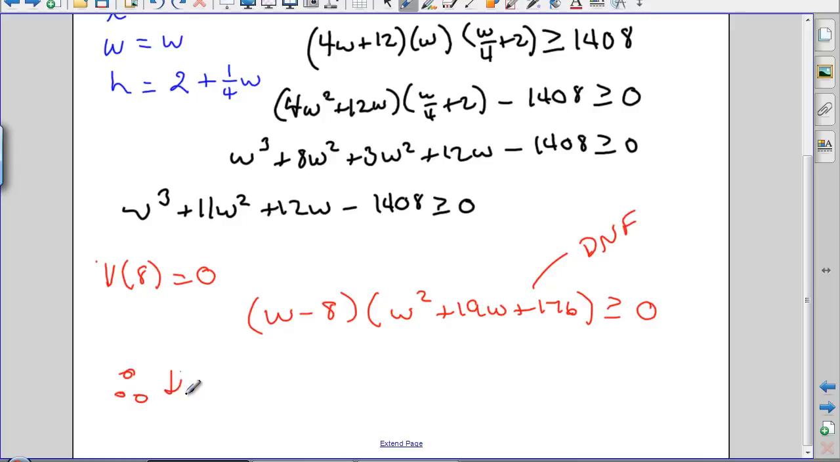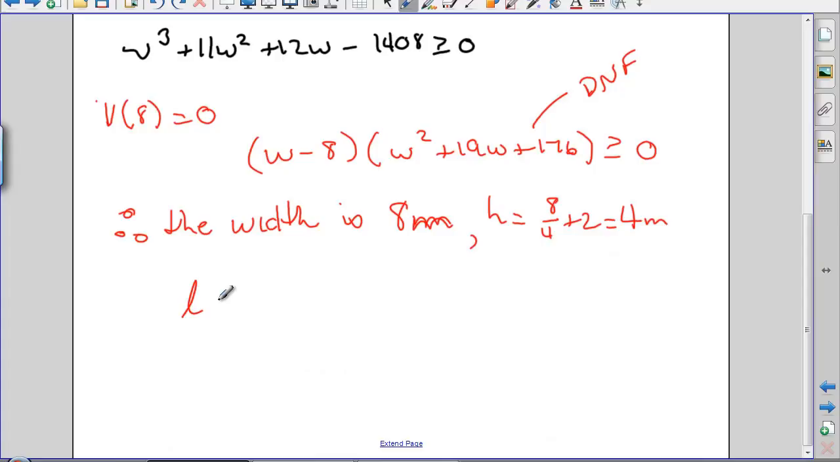Therefore, the width is going to be 8 meters. The height is going to be 8 over 4 plus 2, which is 4 meters, and the length is equal to 12 plus 4 multiplied by 8, which is 32 plus 12.